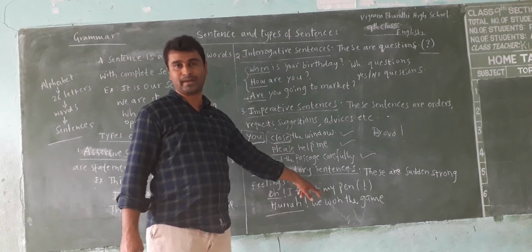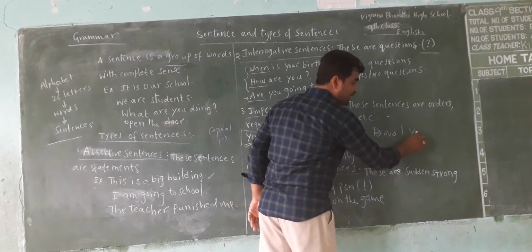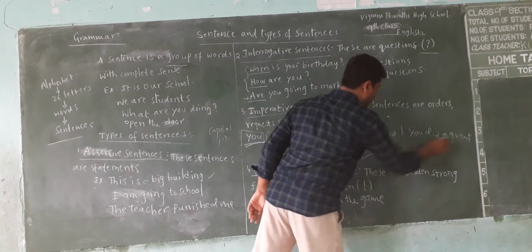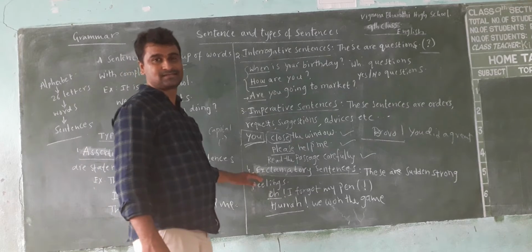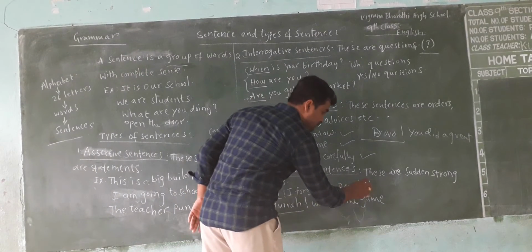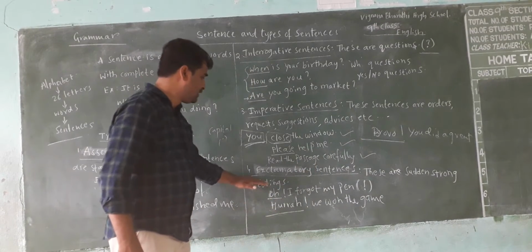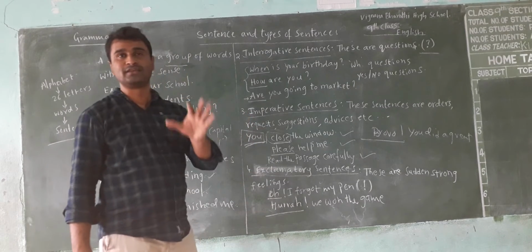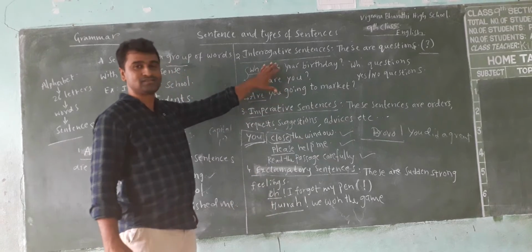Oh, I forgot my pen. It's an expression of annoyance. Bravo, you did a great work. It's an expression of appreciation. All these exclamatory sentences end with an exclamation mark. So these exclamatory sentences are sudden strong feelings. Okay, so understand, students?